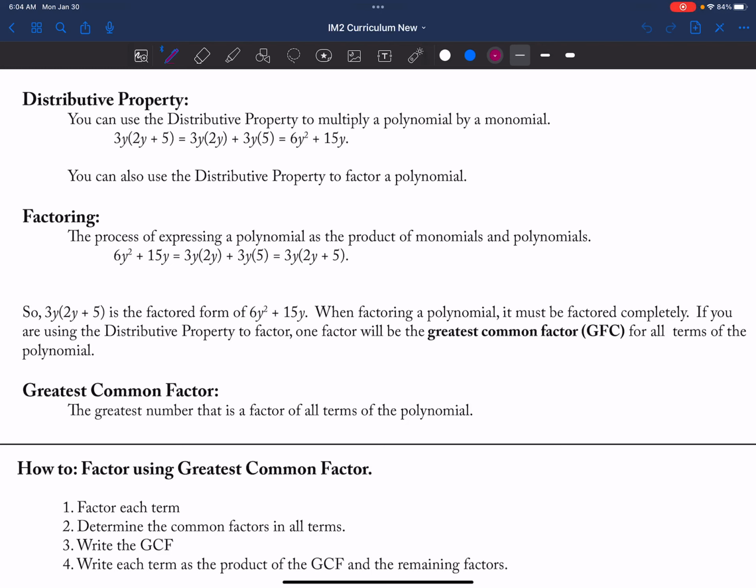Okay, so the whole idea behind this particular section is to look at distributive property and to look at factoring what's called the greatest common factor. So, what do the two terms have in common? And so, we're basically undoing distributive property when we do greatest common factor.